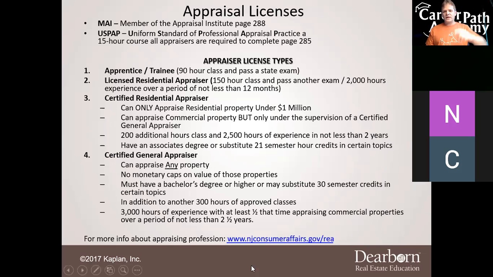So you'll get a question about MAI and USPAP. Okay, let's highlight on the bottom of page 288, the next to last paragraph. Both licensed and certified residential appraisers must pass an examination and may conduct appraisals of no more than $1 million.